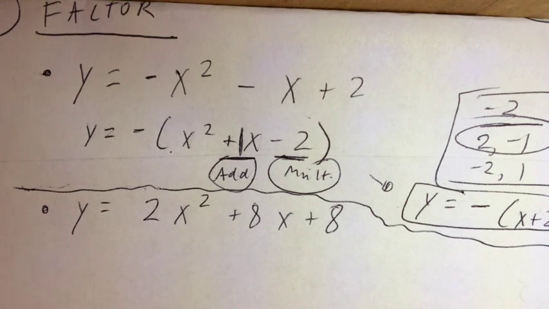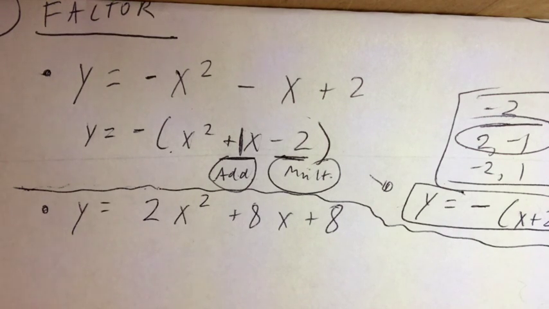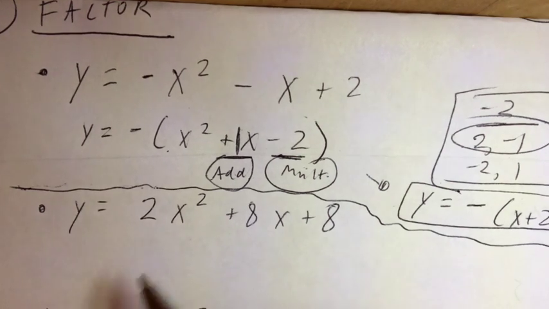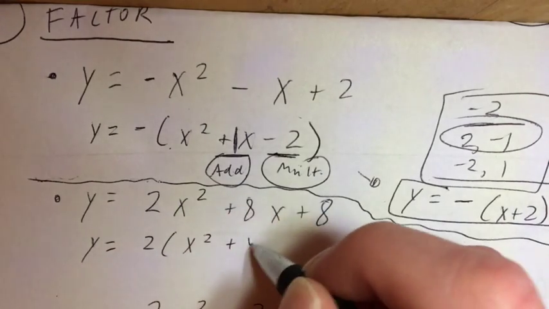2x squared plus 8x plus 8. First of all, your first step when you're factoring, I didn't really do it in this one because there wasn't anything really to pull out of everything except a negative. On this one right here, they're all even numbers, 2, 8, and 8. So obviously I can pull a 2 out of everything. Let's do that. Meaning, it's like I'm dividing everything by a 2.